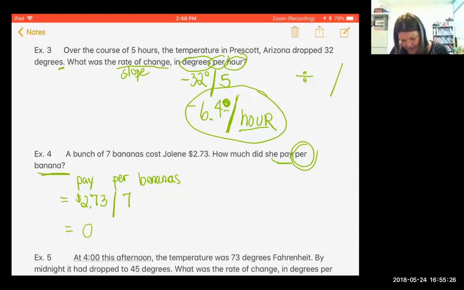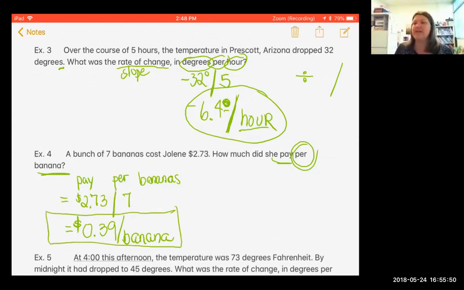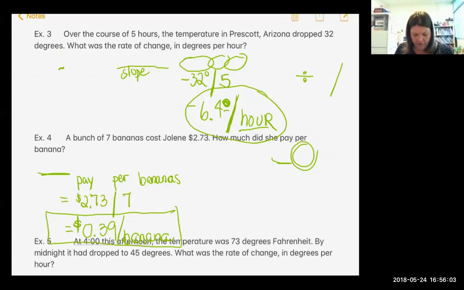And I get this number out of my calculator. What does this mean to me? 0.39 per banana. Exactly. I'm paying 39 cents, or 39 hundredths of a dollar, per banana. We don't usually say hundredths of a dollar, do we? We usually say 39 cents. But yes, 39 cents a banana. Okay, wonderful. So we can see that these slope or rate of change problems can be super simple on the GED. I cheer when they're like this. Okay, it's wonderful. But it could get more complex. So let's take a look here at these more complex problems.